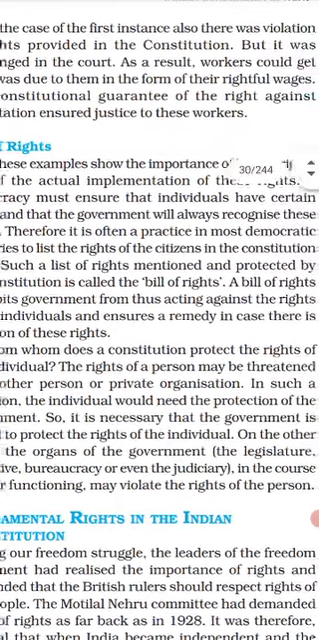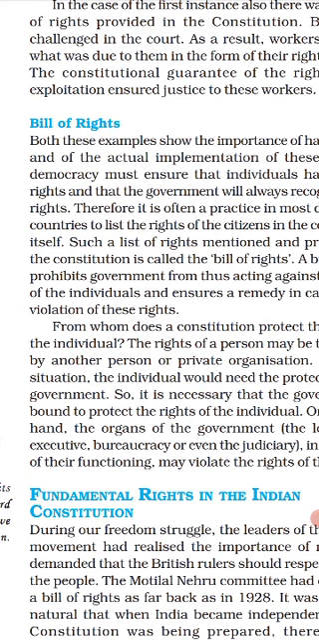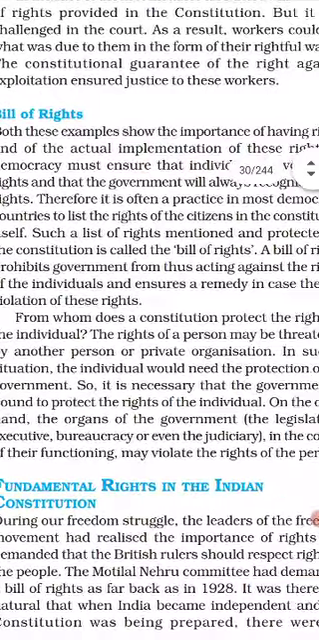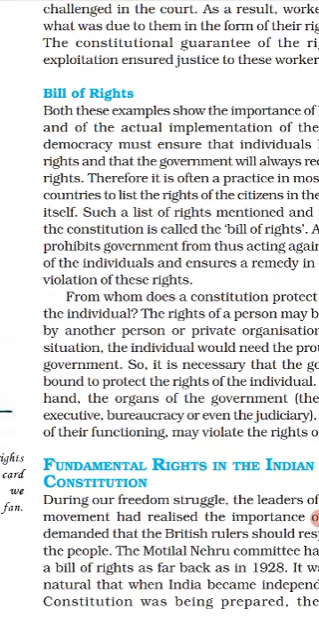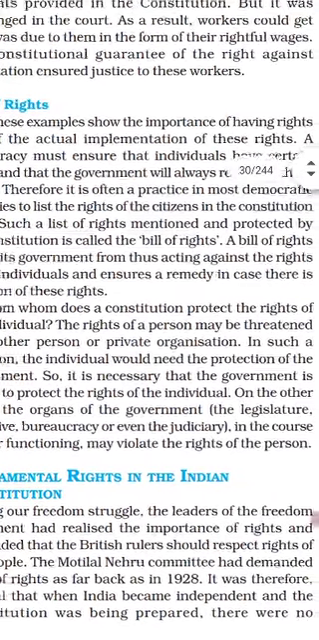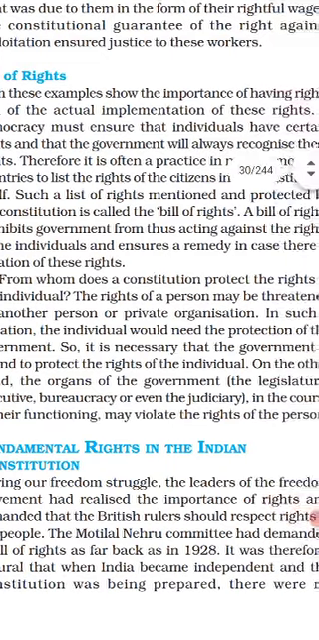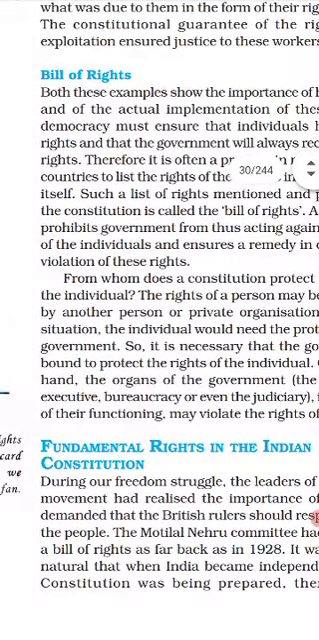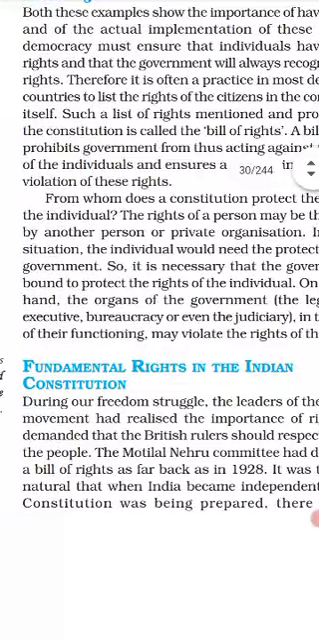Such a list of rights mentioned and protected by the Constitution is called the Bill of Rights. Now underline this: a list of rights which are mentioned and protected by the Constitution is called the Bill of Rights. A Bill of Rights prohibits, ये गवर्नमेंट को मना करता है, the government from acting against the rights of the individual and ensures, और पक्का करता है, a remedy, कि इसका जरूर रेमेडी मिलेगी, in case there is violation of these rights. But from whom does a constitution protect the rights of the individual?